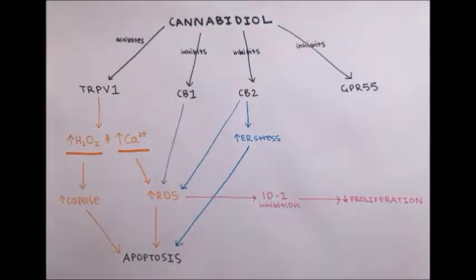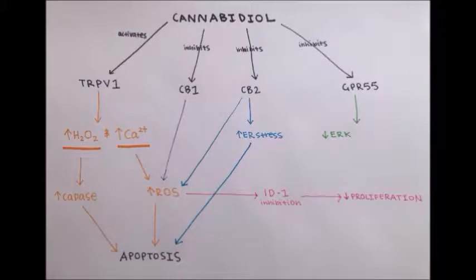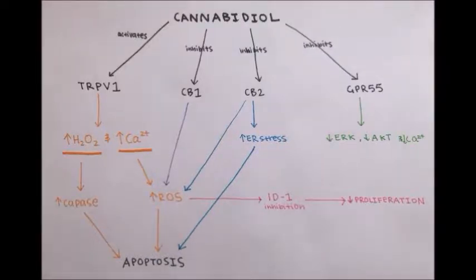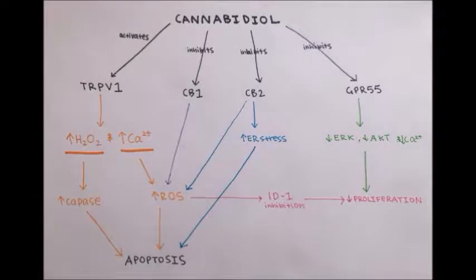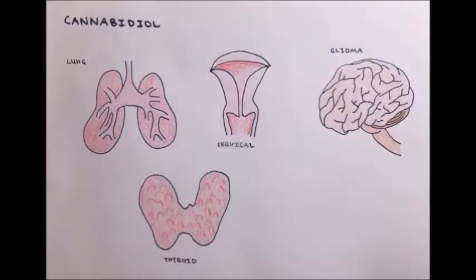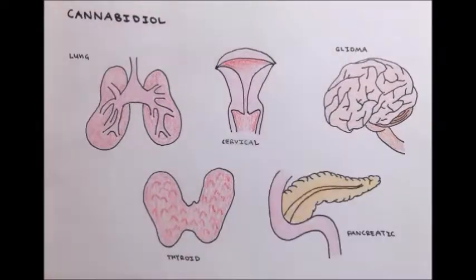Lastly, cannabidiol inhibits the GPR55 receptor. This decreases the amount of ERK, which is extracellular regulated kinase. It also decreases AKT, which is protein kinase B, and decreases the number of calcium ions. This causes a decrease in protein synthesis, which decreases cell proliferation as well as cell migration. Cannabidiol has been shown to be effective in many aggressive cancer types, such as lung, breast, cervical, glioma, thyroid, lymphoma, skin, pancreatic, and uterine cancers.